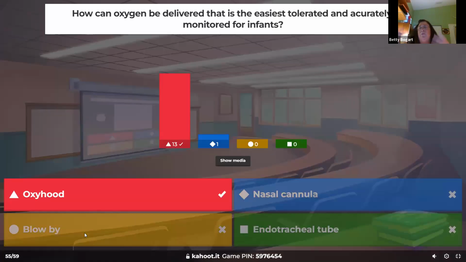Now, this is a question from last week, and it is the Oxy Hood. It's that clear plastic. They can suck their fingers or pacifier, and we can give up to 60% oxygen on an Oxy Hood. It's really accurate. Blow-by, no, it's not accurate. Nasal cannula, they're always pulling it off. And then they're ripping the tape, and now they're ripping their face and their skin too. And I don't know if any of you have ever been intubated. Endotracheal tubes, they're horrible. I've been intubated and it is not tolerated. Even with it in there, knowing I can breathe, I felt like I was gagging and choking. So Oxy Hood is great.